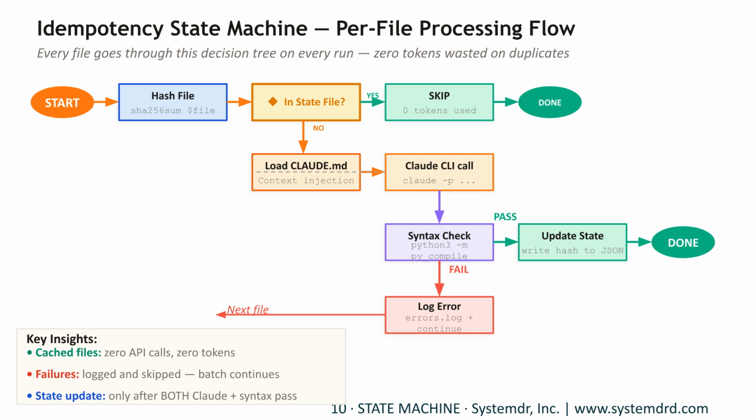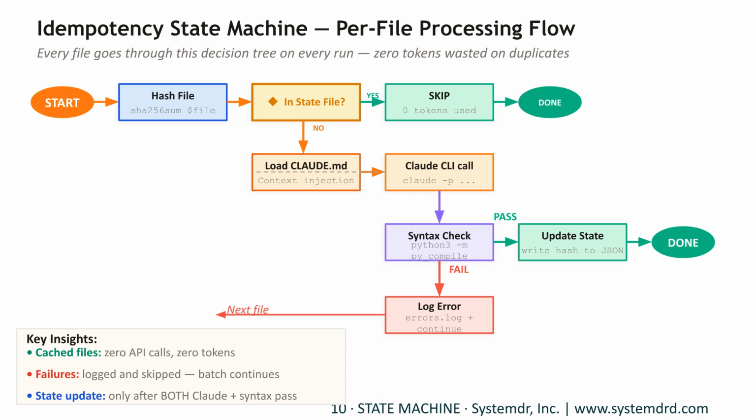If the hash is not present, or has changed because the developer edited the file, we take the no branch. We load Claude.md into the prompt context to enforce consistent conventions, then invoke Code CLI. The output goes to a temporary file. Before we do anything with that output, we run python3 -m py_compile against it. If compilation fails, we log the error and call continue. The script moves to the next file without updating the state file. This means the file will be retried on the next run.